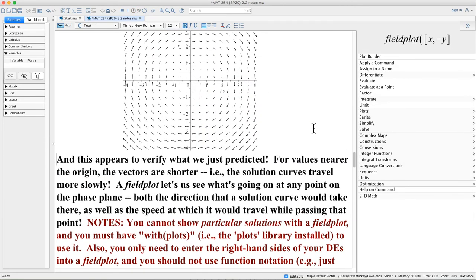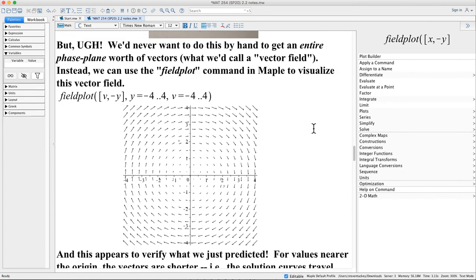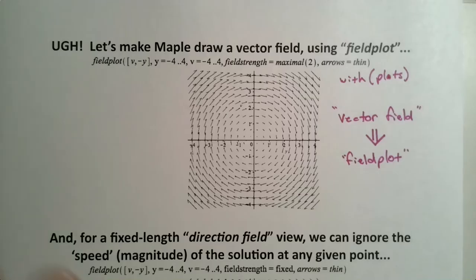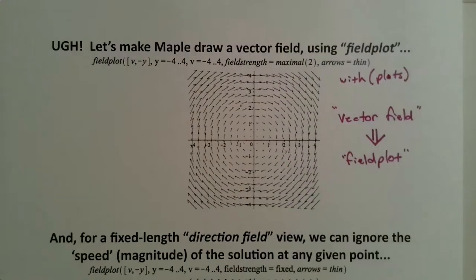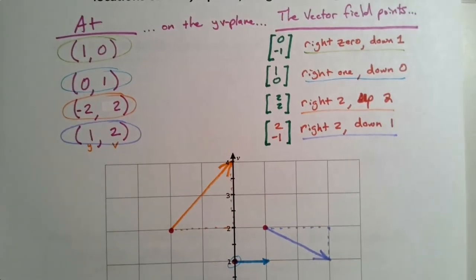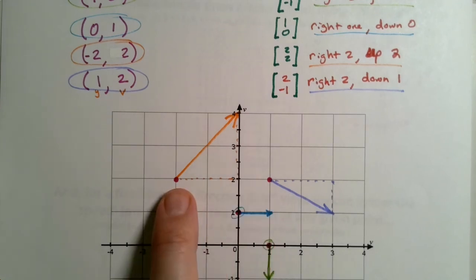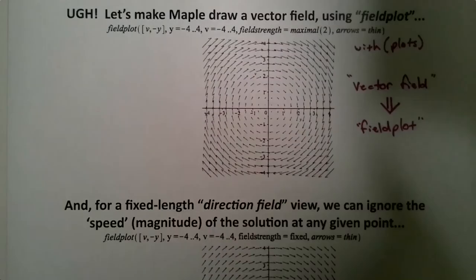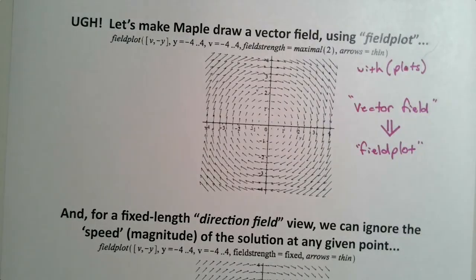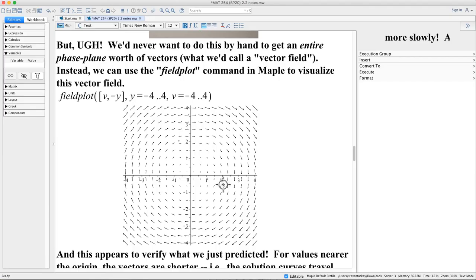And you can see this is what a bare bones field plot looks like. And sure enough, the further you get out from the origin, the longer those arrows are. And if you remember, that's what we were seeing in our notes, right? The further we were from the origin out this way, the longer those arrows got. And we can see the same thing going on in Maple in our field plot.